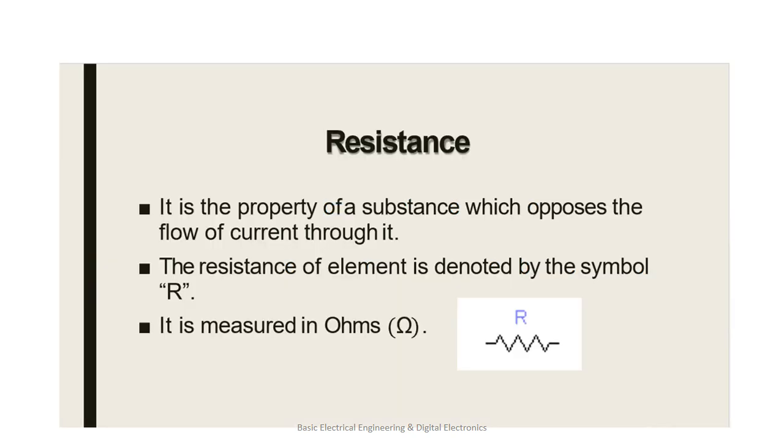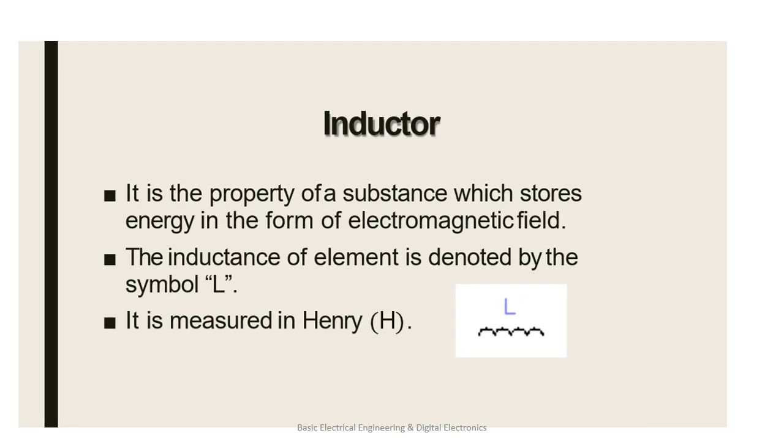First of all, what is resistance? Resistance is the property of a substance which opposes the flow of current through it. The resistance of the element is denoted by the symbol R and its unit is the ohm. Similarly, inductance is the property of the substance which stores energy in the form of an electromagnetic field. The inductance of an element is denoted by the symbol capital L. It is measured in Henry.